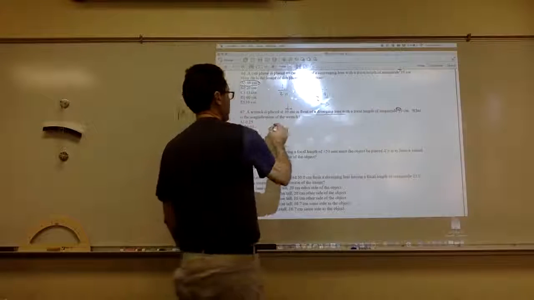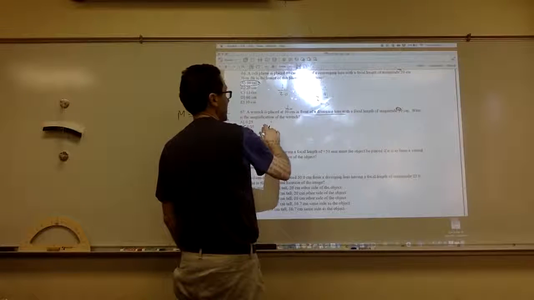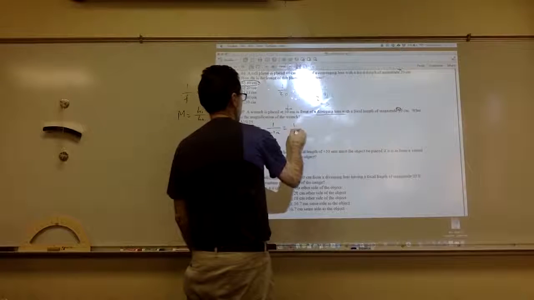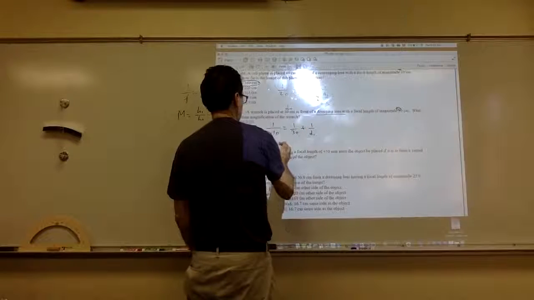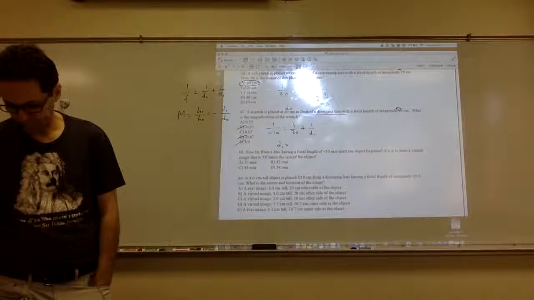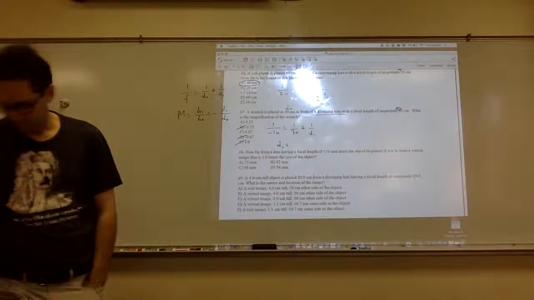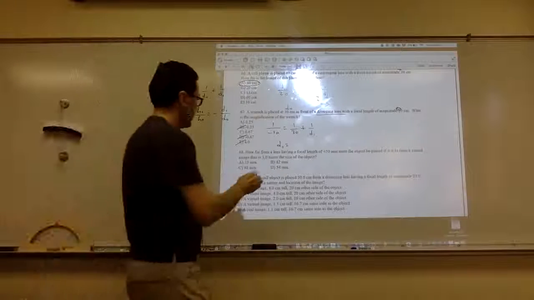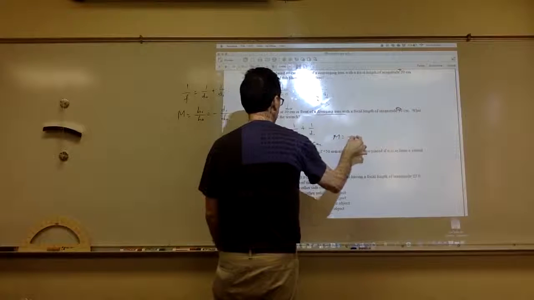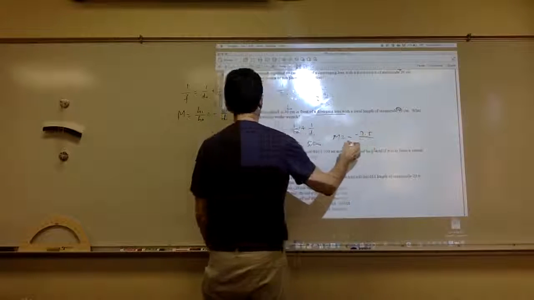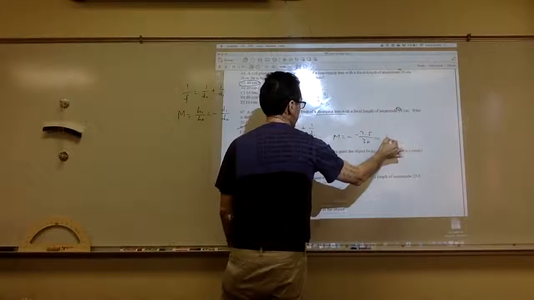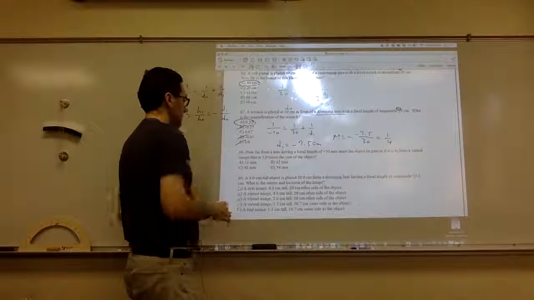So let's do the math here. If we find di, we can do the magnification. So 1 over negative 10 equals 1 over 30 plus 1 over di. Di will be negative 7.5 centimeters. Now if you do the magnification, you do negative di over do, and that looks like it's about 1/4. So the answer is A.